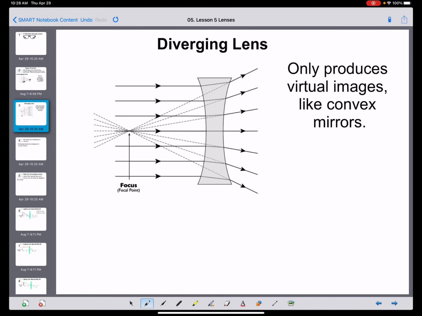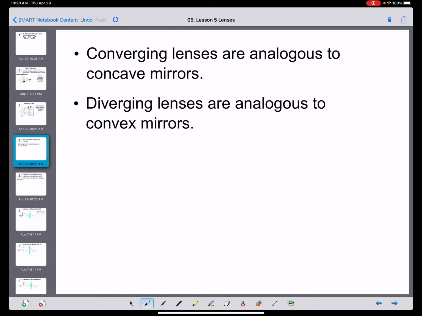Okay, and the other type of lens we study is called a diverging lens. The difference with this one is that the sides of the lens are not bulging out, they're actually going inwards. But again, there are two refractions: one when the light enters and another when the light exits the lens. This one's called a diverging lens because when the light comes out of the lens, it's getting further apart over here. Diverging lenses are like convex mirrors in the sense that they only produce virtual images. So, I said this already, but converging lenses are like concave mirrors and diverging lenses are like convex mirrors.